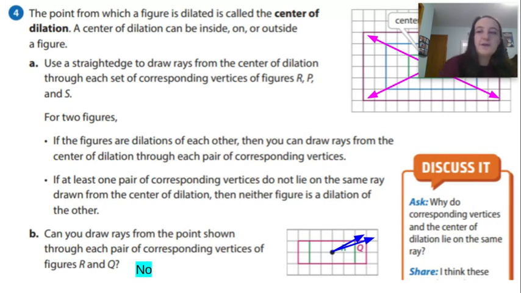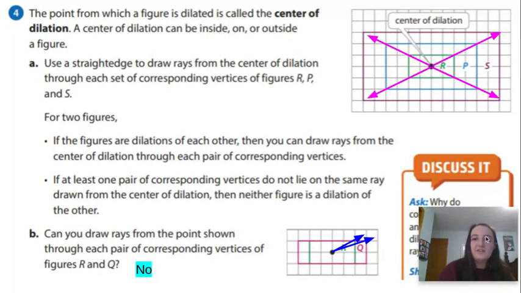For question 4, we see we have a point from which a figure is dilated. It's called the center of dilation, like in this example right here. The center of dilation can be inside, on, or outside the figure, so it doesn't matter exactly where it is. When we start using graphs, it will always be, for the most part, at the origin.